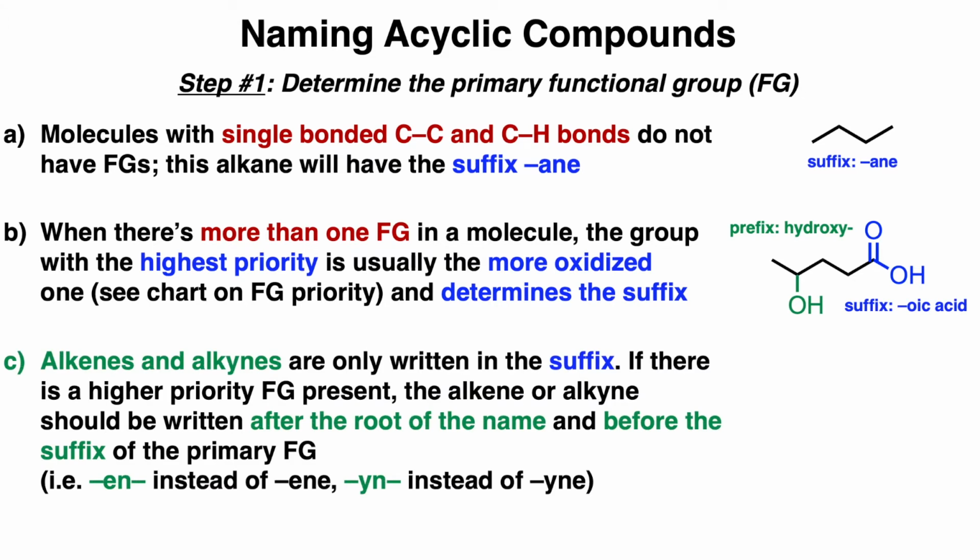If your molecule has alkenes or alkynes, they are often only written in the suffix. If there is a higher priority functional group present, the alkene or alkyne should be written after the root of the name, but before the suffix of the primary functional group. For this example, this molecule has both an alcohol group and an alkene. Since the alcohol group has higher priority than the alkene, the suffix will be -enol. En for the alkene, ol for the alcohol.